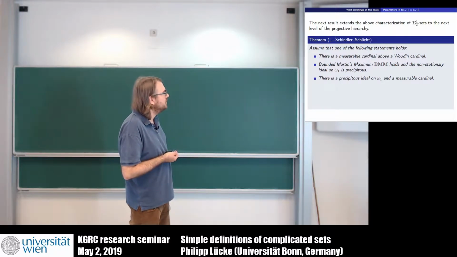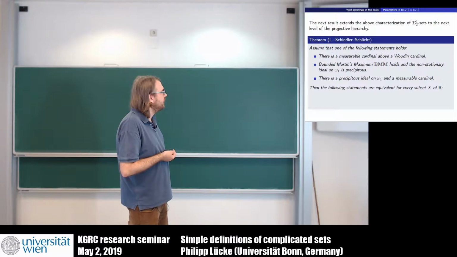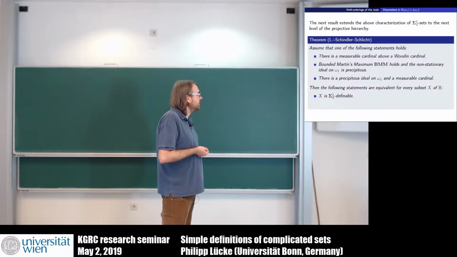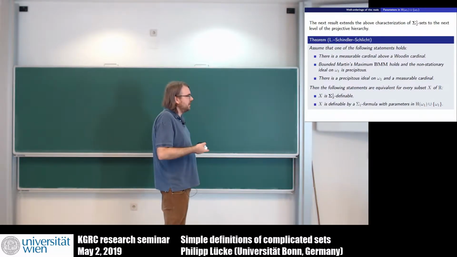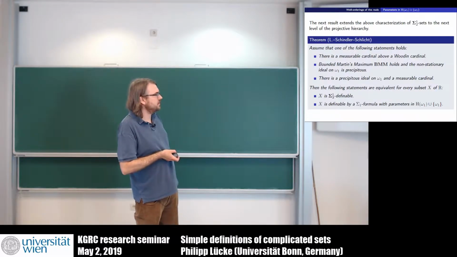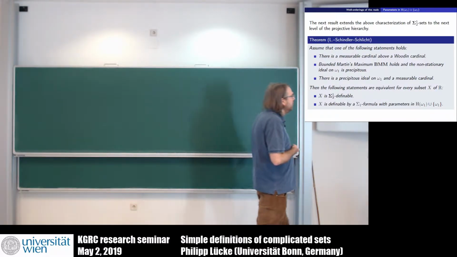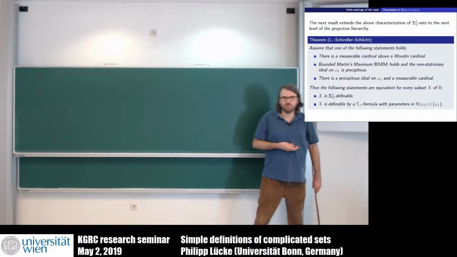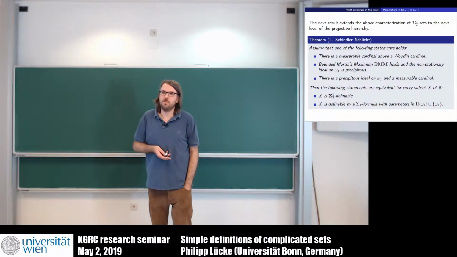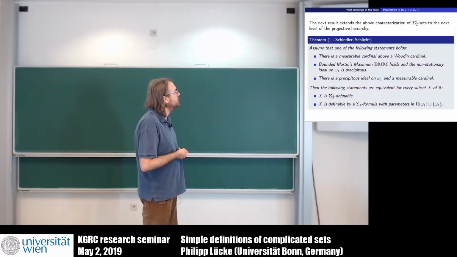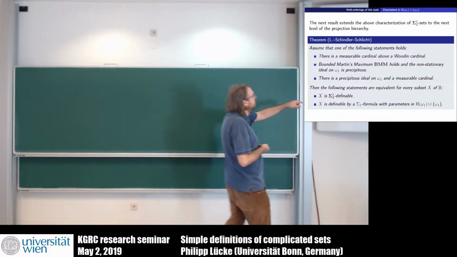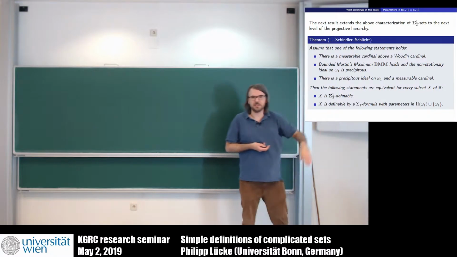So if one of these assumptions holds, then we can characterize sigma-1 3 sets in the following way: they are just sets of reals that are definable by sigma-1 formulas with parameters in H omega 1 and omega 1. So we added the cardinal there as a parameter. And if you do this, you go up one level in the projective hierarchy. Okay, I will show you a sketch of the proof of this result. And later on I will argue that you need to assume something here. So this is not a ZFC characterization.